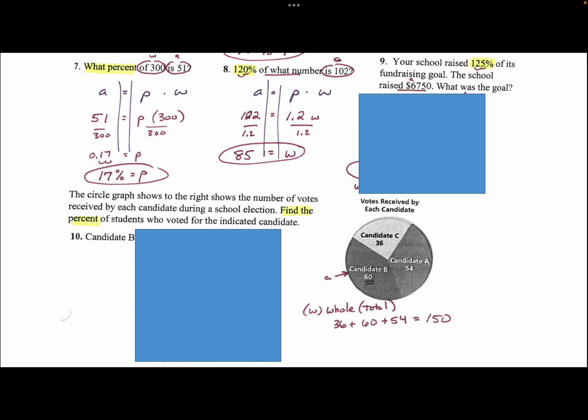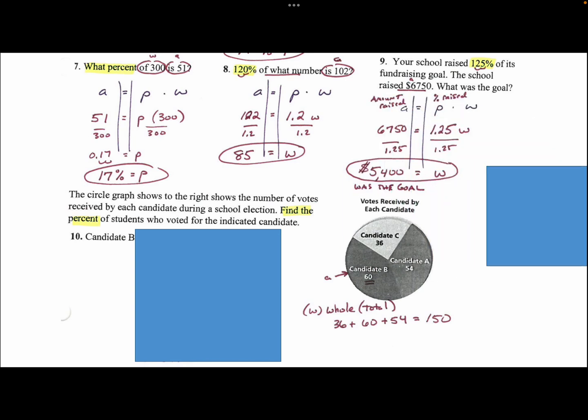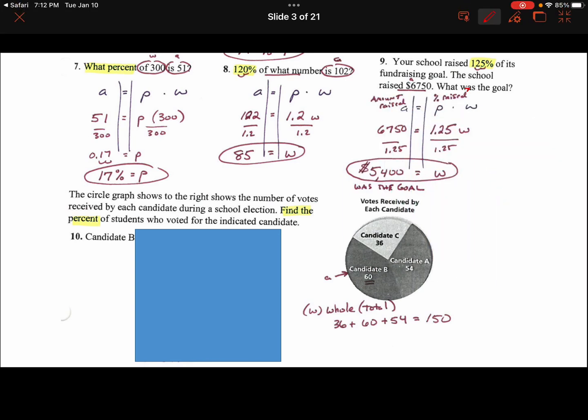Now, number 9, the trick to this is if you get in the habit of labeling what your percent is. So in this case, this was 125% raised, and so this is your percent raised, which is going to make this A the amount raised. So when I look at the other number, it said you raised 6,750, and that's why I put it underneath A. If it was the original amount or my goal, that would be the whole. And so in this case, we divide, we end up with 5,400. And anytime you have a story problem, go back and reread your question and see if it makes sense.